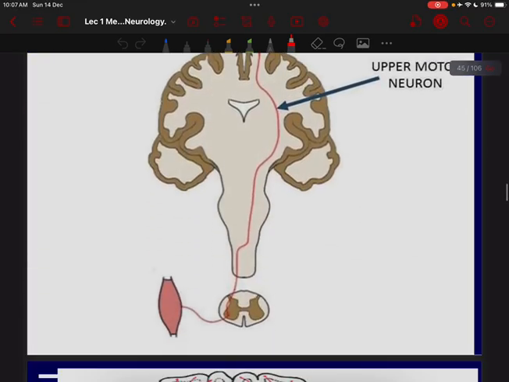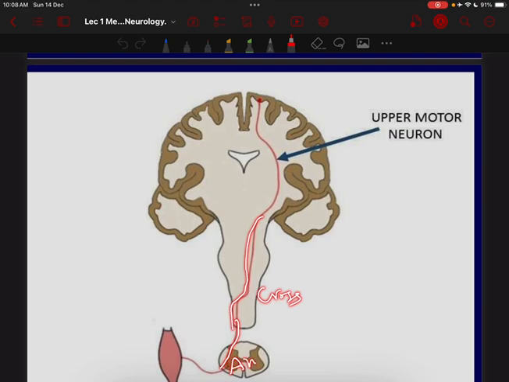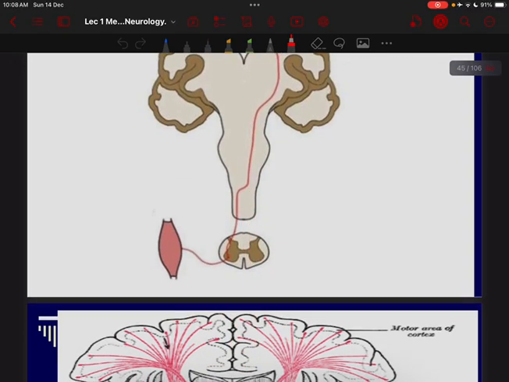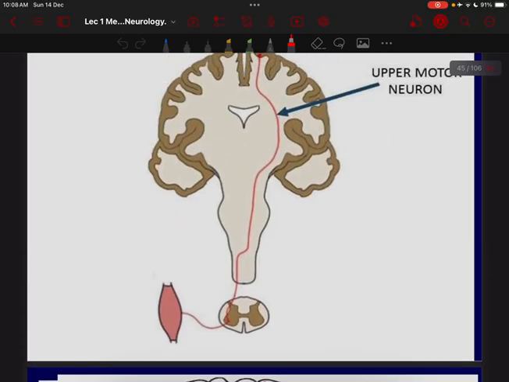So the upper motor neuron from the motor area, corticospinal tract through the internal capsule down to the brain stem, medulla, cross to the opposite side, goes in the spinal cord to the anterior horn cell. So the upper motor neuron from the motor area down to the anterior horn cell. While the lower motor neuron from the anterior horn cell to the nerve to the muscle.